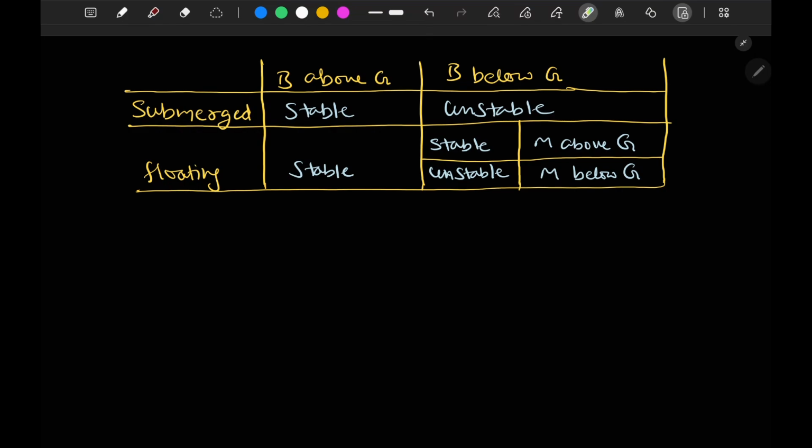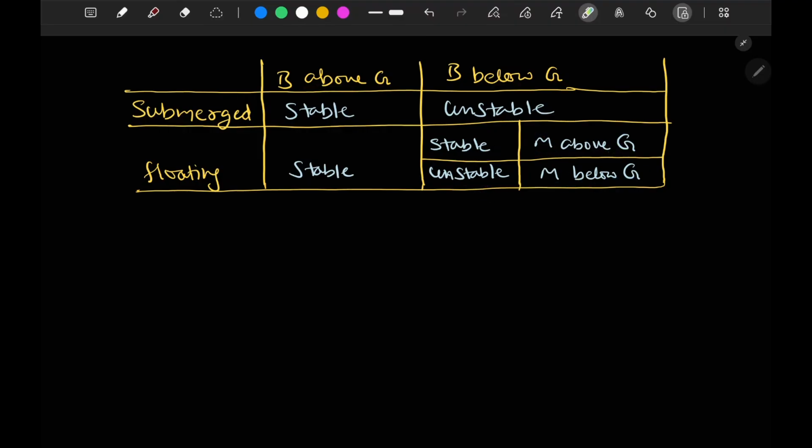Now the problem arises when b is below g. In that case, what happens? Your submerged body becomes unstable. But in case of floating, if your m is above g, then it is stable, and if your m is below g, then it is unstable. We replace b with m here. So m above g will become stable, m below g is unstable. I hope you get this.